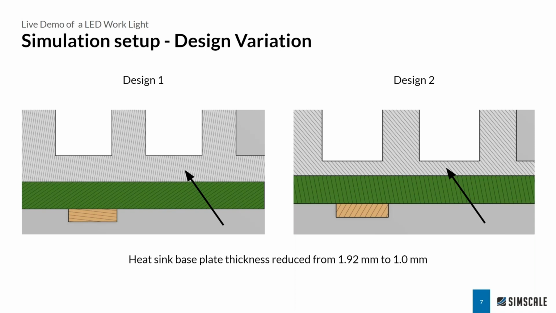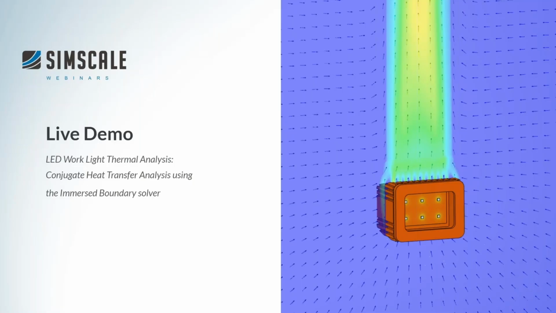Now, one last item here. We're going to not only evaluate the performance of these two designs, but I'm also going to show you a few new things within Simscale. We're particularly going to look at our new immersed boundary method solver, as well as our new CAD associativity with Onshape. This really makes natural convection analyses like this for electronics much easier. To me, these are two big differentiators.